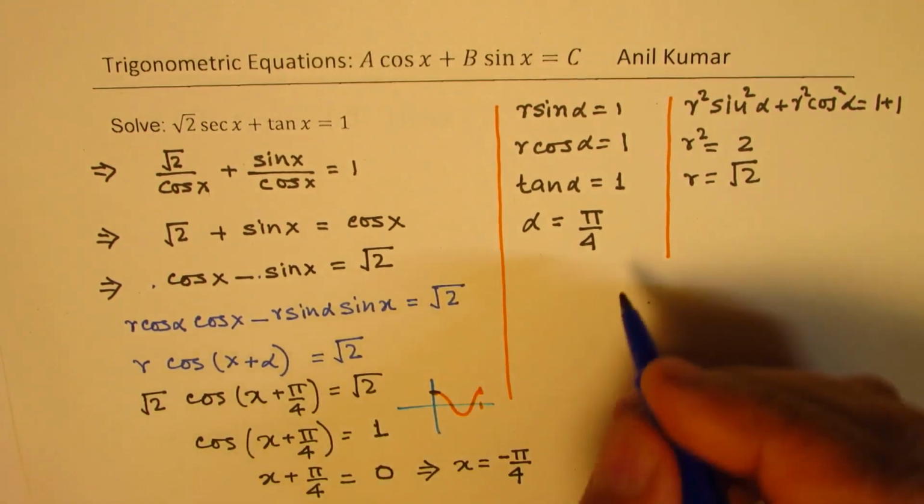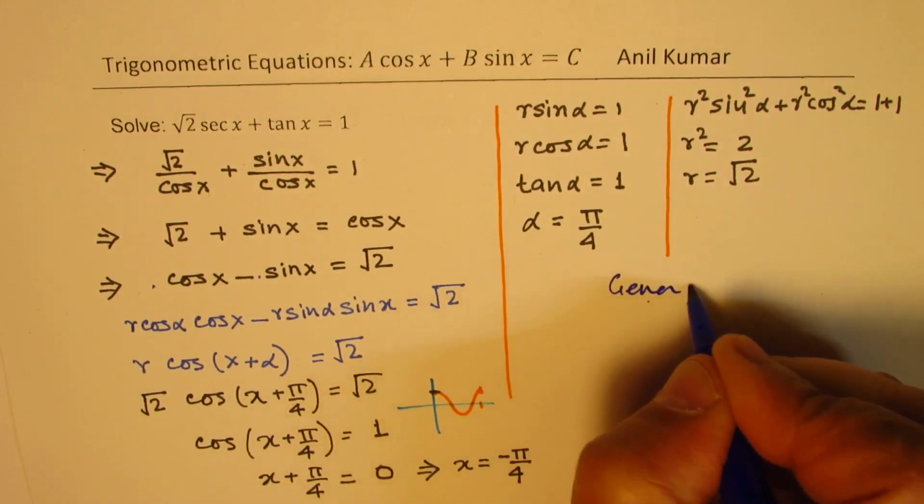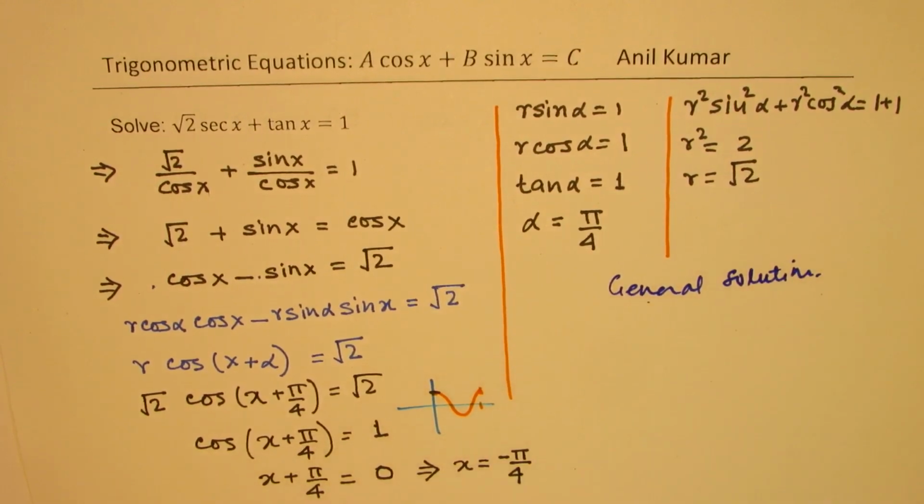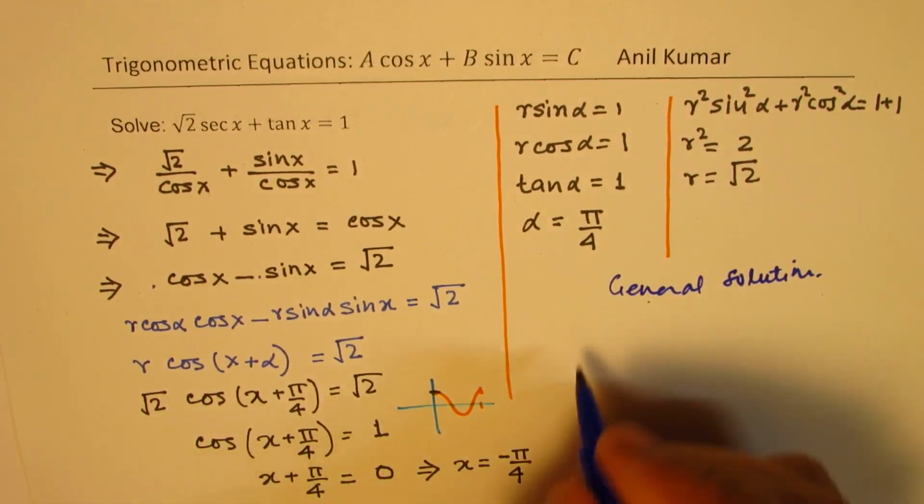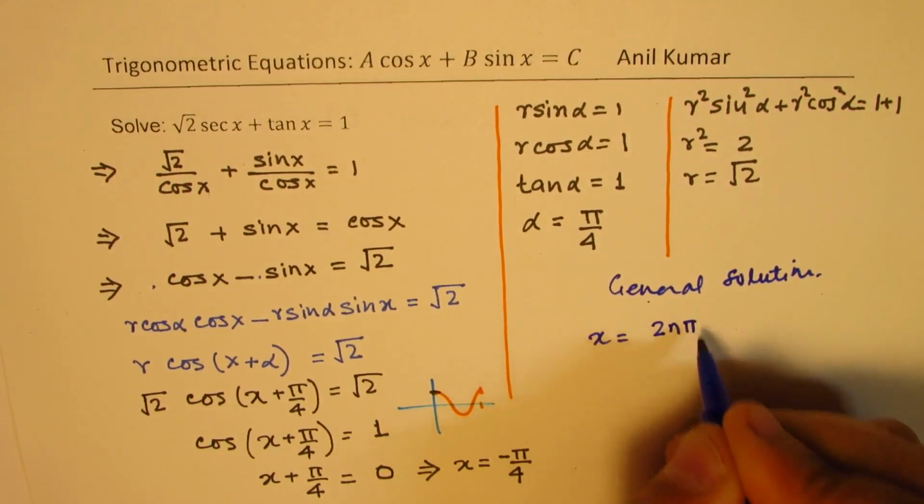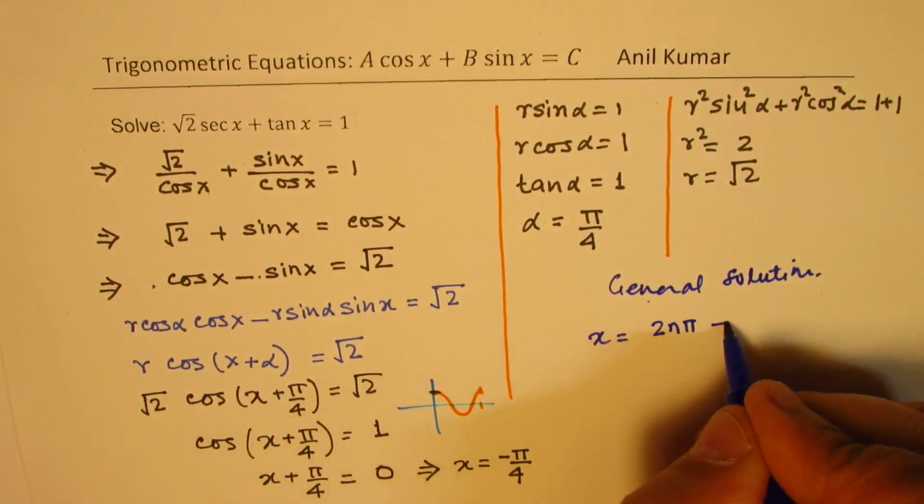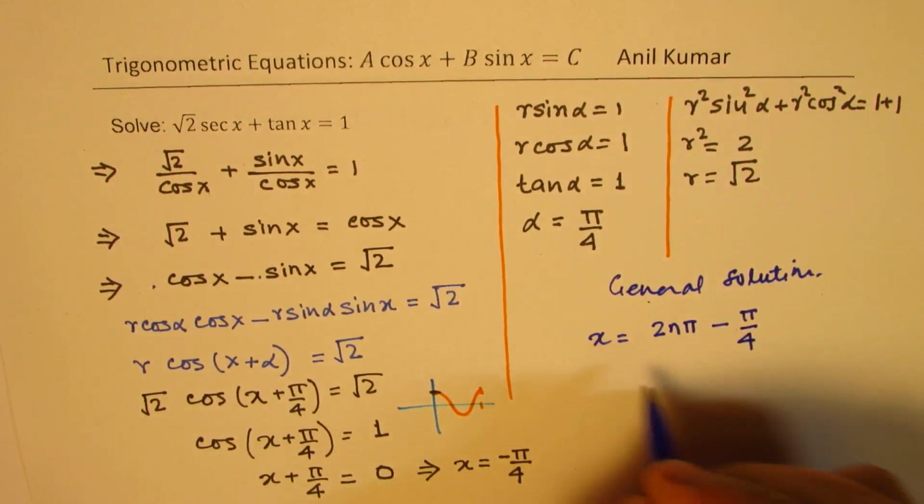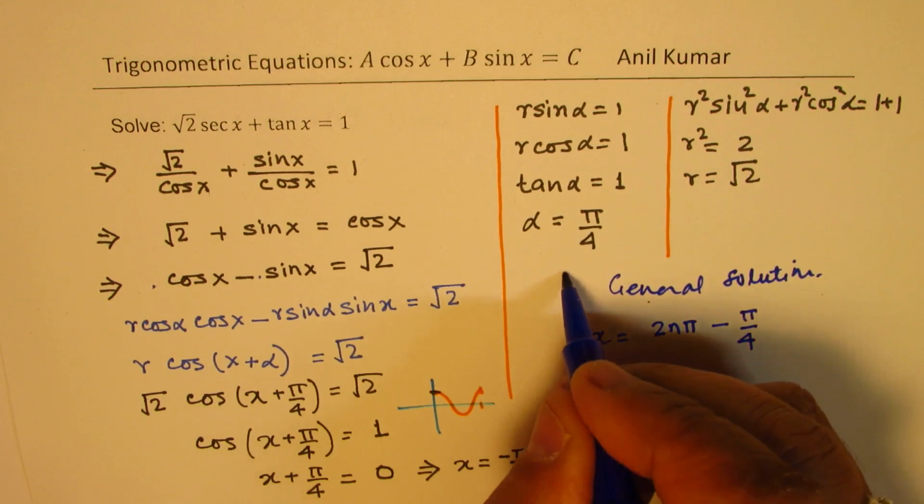We can actually now write a general solution. So general solution will be x equals 2n pi, since it is a wave which is periodic, minus pi by 4. Is it okay? So that becomes our answer.